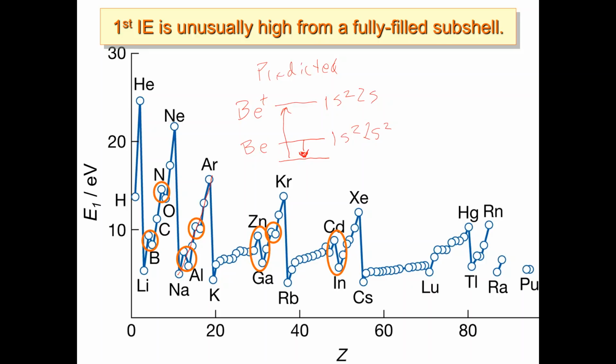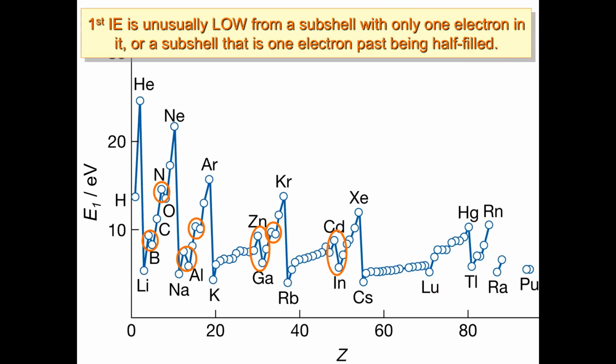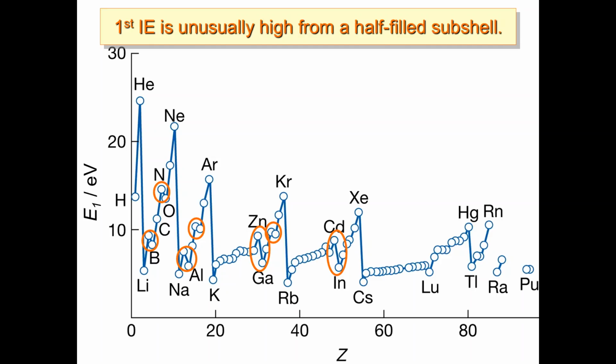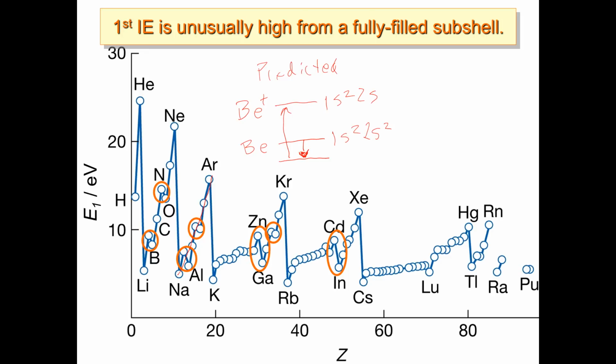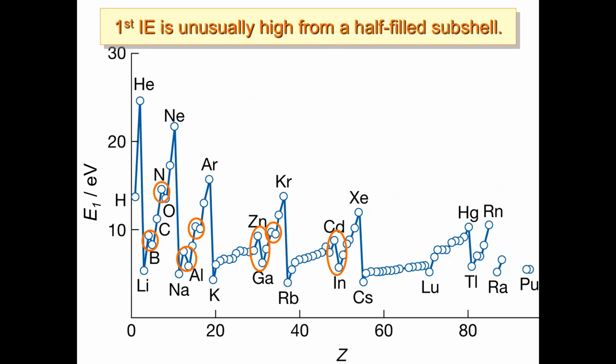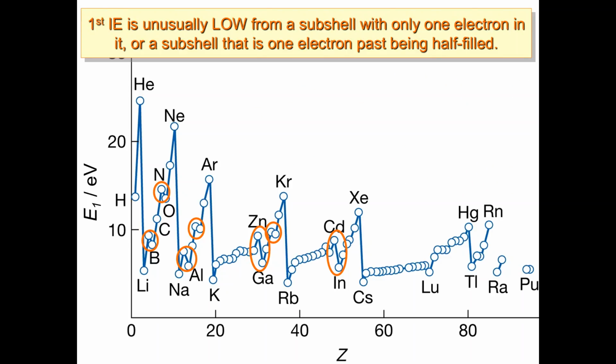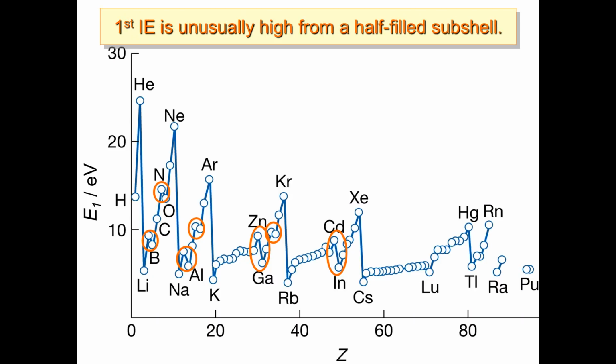Get that? Okay, that's where we get this claim that fully filled subshells are stable. It's actually from this unusually high first ionization potential. Okay, so let's look at the next one, and this confirms the same claim. Let's see, let's go back. I skipped. Where's the half filled? Okay, it's actually the fifth trend.